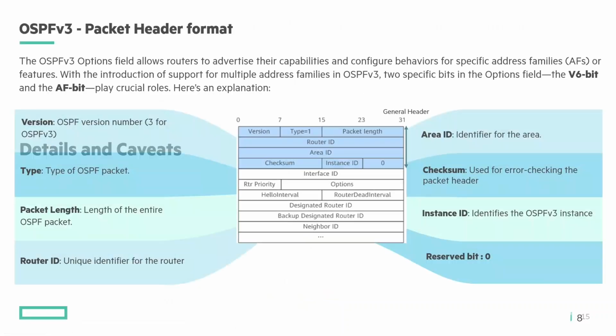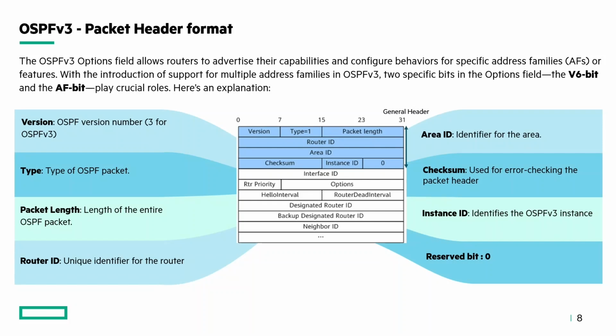So let's talk about the details and caveats for this feature. We have to understand the OSPFv3 packet header format. Here in this diagram, in the middle, the first 4 lines indicate the general OSPFv3 header, whereas the rest is the packet itself. Here, the options field is the very important one, which we'll be talking about in the upcoming slides. This is the field that plays a crucial role with respect to address families.